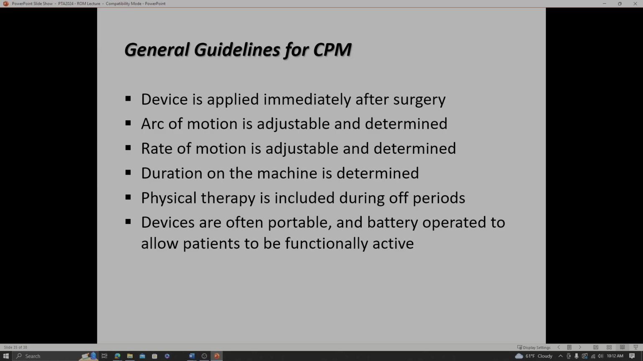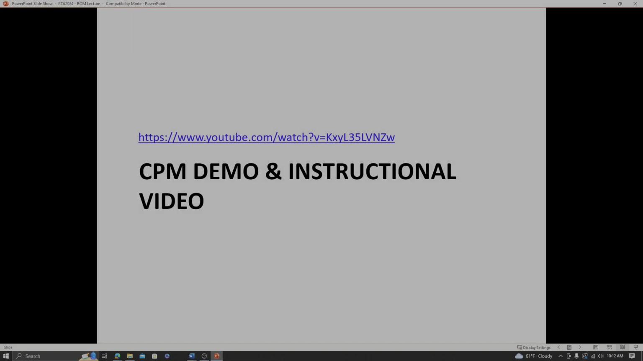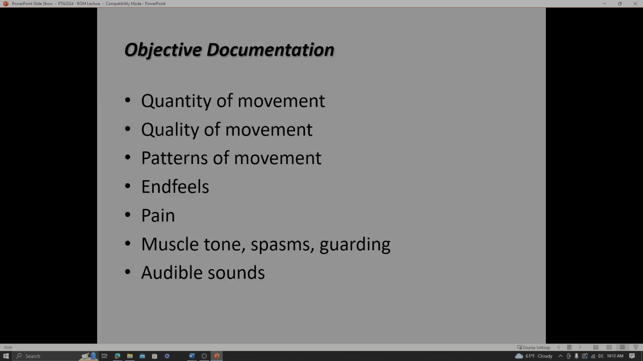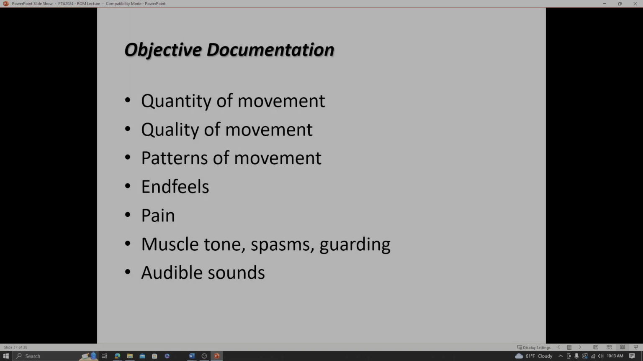You can do your PT during the off periods. They can have it just in the bed. When you bring it back to the room, they're back on the CPM. There's a video. I posted the link there as well, so that's a good one to look at.